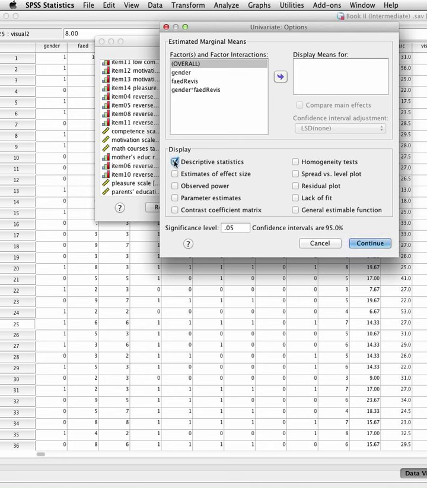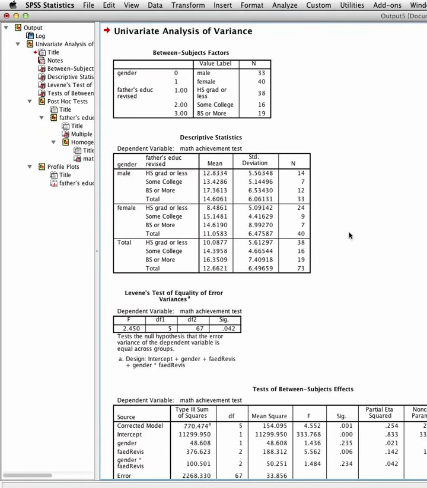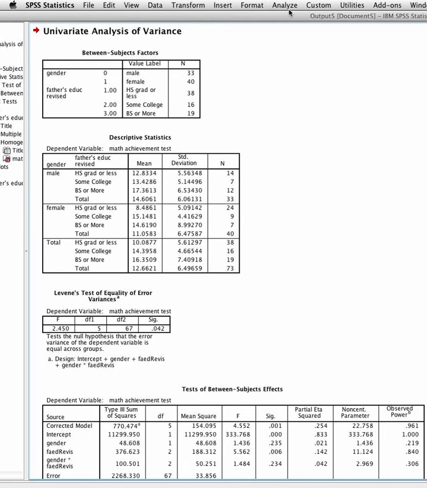And in this case, we want Descriptive Statistics, Estimates of Effect Size, Observed Power, and Homogeneity Tests. Then we'll go Continue, and then OK to run the analysis. So in this case, we see that male and female are labeled 0 and 1, and father's education levels are labeled 1, 2, and 3. Now what's important to check out are the numbers for each of these groups, because those numbers should agree with what you see in your SPSS spreadsheet.